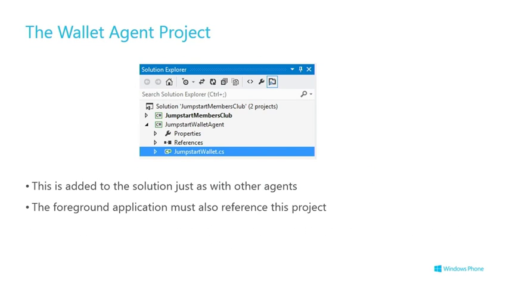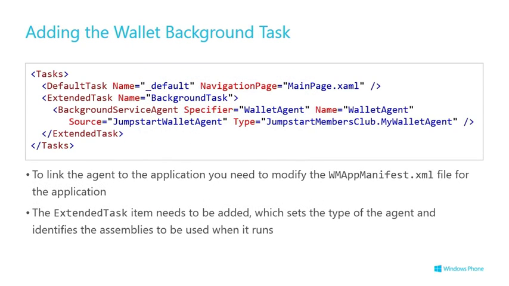And then, like so many times when we have a background agent attached to a foreground, it looks like this. You see the two projects in the solution, just the same as we've done before. Absolutely, with the foreground. And then here's the adding of the task.